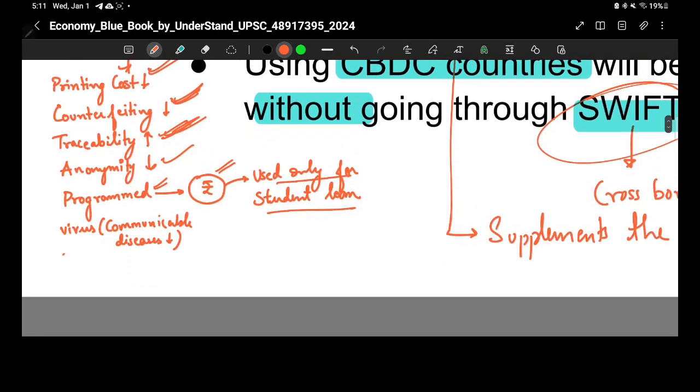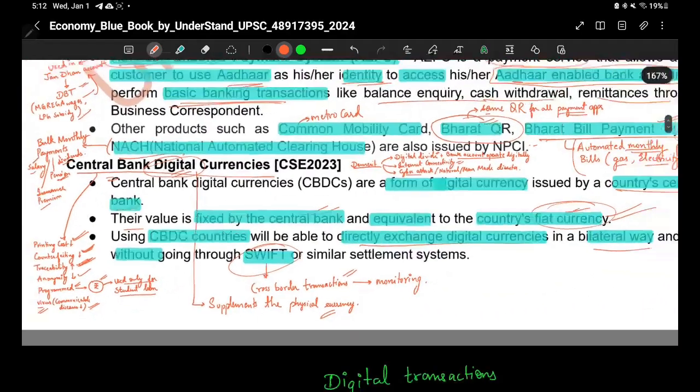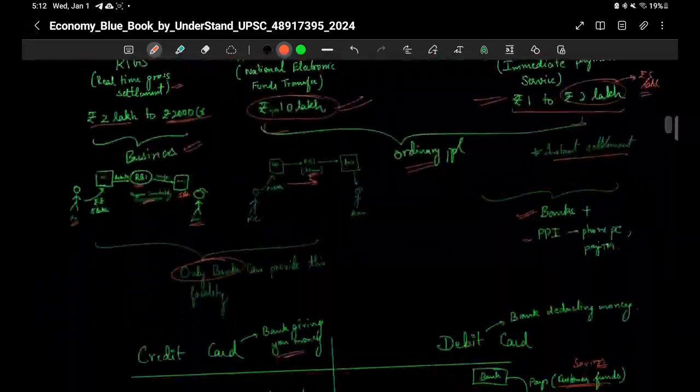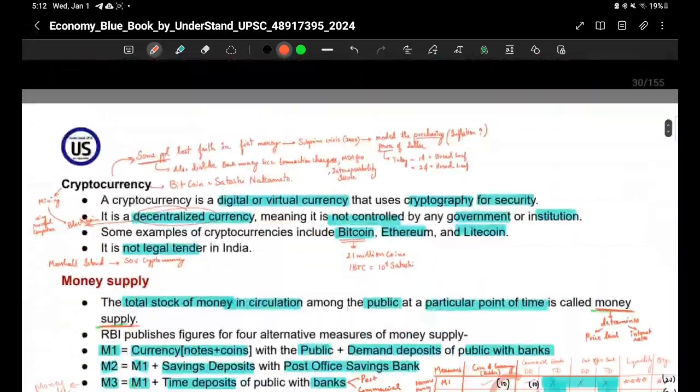Another advantage, this would be the last advantage, is that normal currency is prone to spreading viruses and communicable diseases like COVID. We saw, we stopped using notes. So digital currency can reduce that. Okay, CBDC is over. After CBDC, cryptocurrency will come.